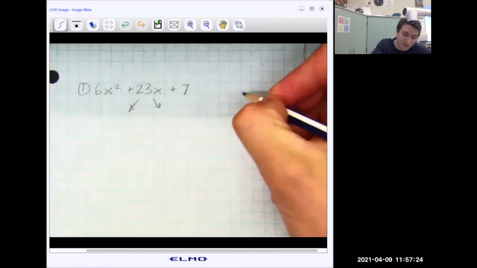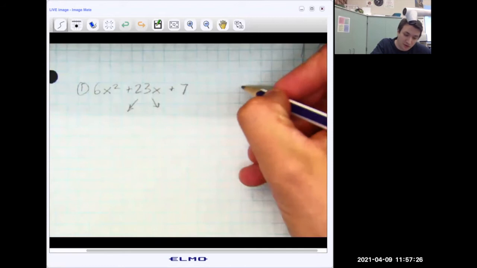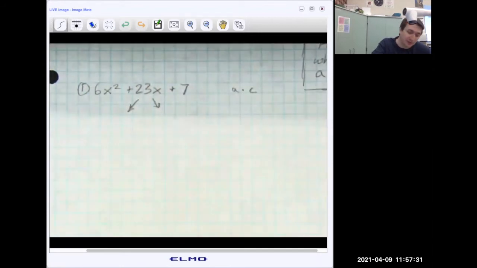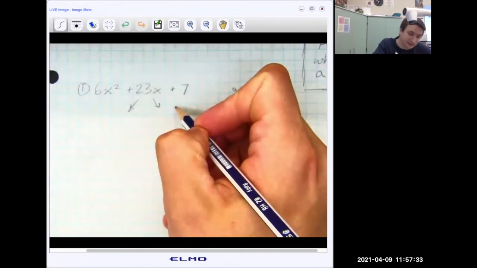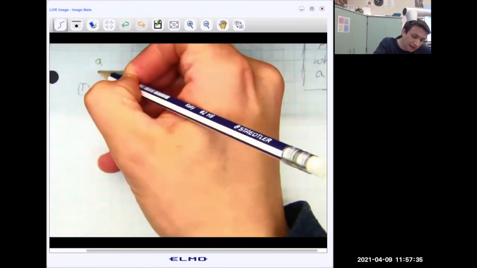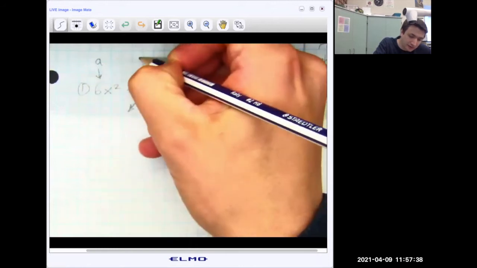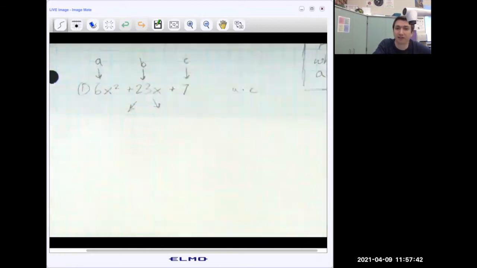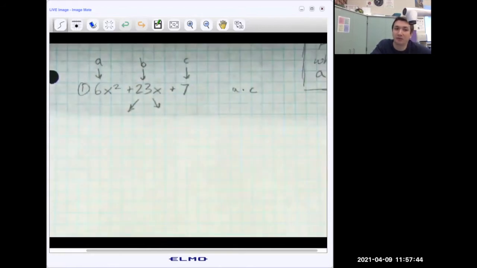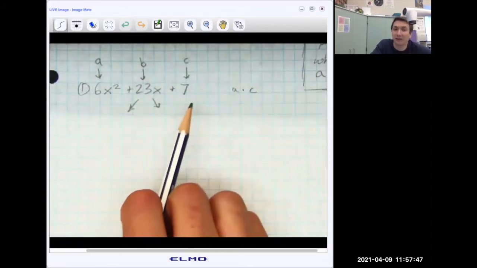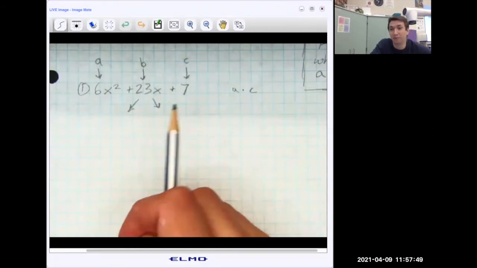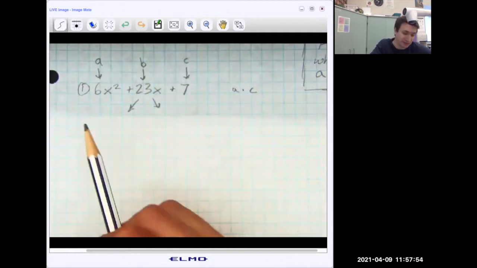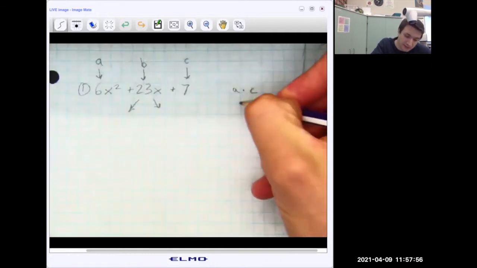I'm going to think of multiplying what we call the a and the c term. So in a polynomial like this, we call the coefficient in front of the x squared a. Whatever is in front of the x, we call b. And whatever is on the end, we call c. So I'm going to multiply my a and my c together, and I'll show you why we want to do that once we do it here. So 7 times 6 is going to give me 42. So a times c is 42.